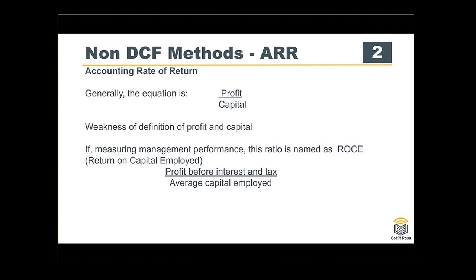If measuring management performance, the market usually applies the ratio called ROCE, return on capital employed. Here I would like to make a star, because in the ACCA F9 exam, some questions ask candidates to calculate or assess the ROCE. So this is the first star that I will mark here. You have to remember ROCE, return on capital employed. If it is measuring management performance, the formula is profit before interest and tax divided by average capital employed.